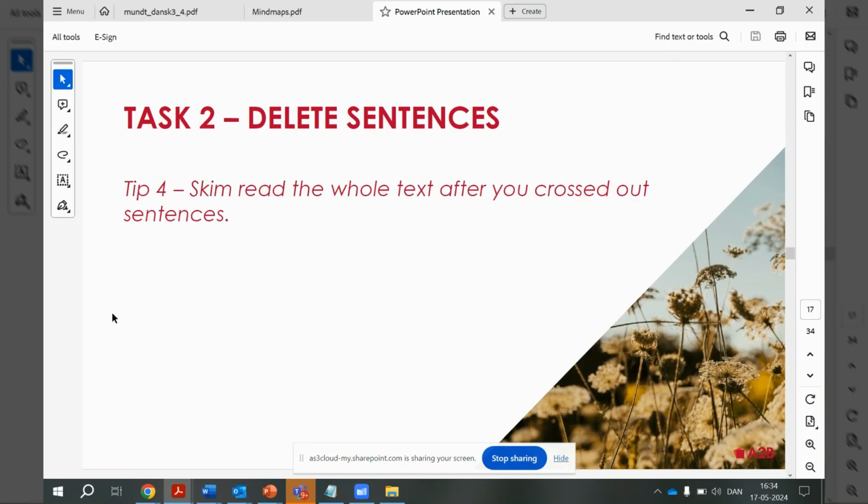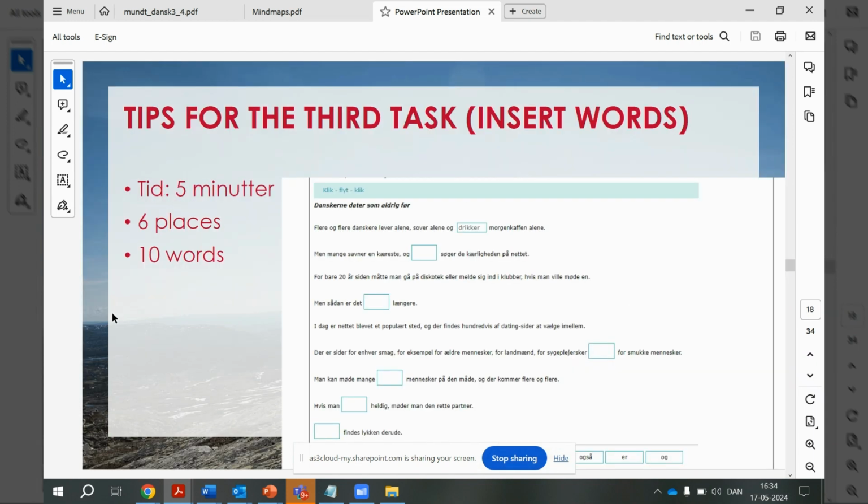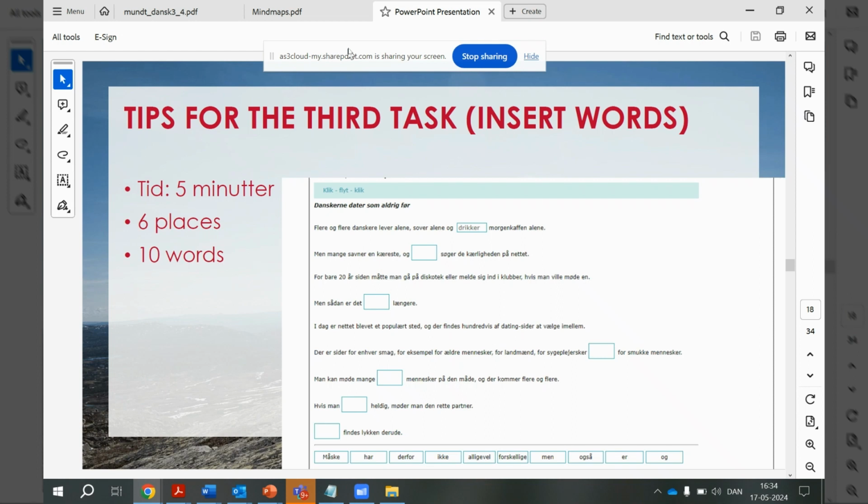Tip number 4, skim read the whole text after you crossed out the sentences. That will help you get a bird's eye view to see if anything seems kind of odd, and it's something to do just to check that it all seems to make sense for you. The third task is to insert words in sentences.